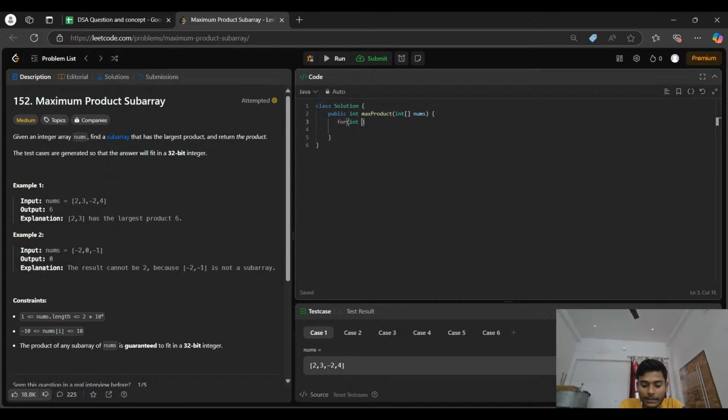If we take an int, and iterate the array, we take the values 2, 3, minus 2, 4, multiply them, then add. You also know about the minus symbols. I will tell you after that.